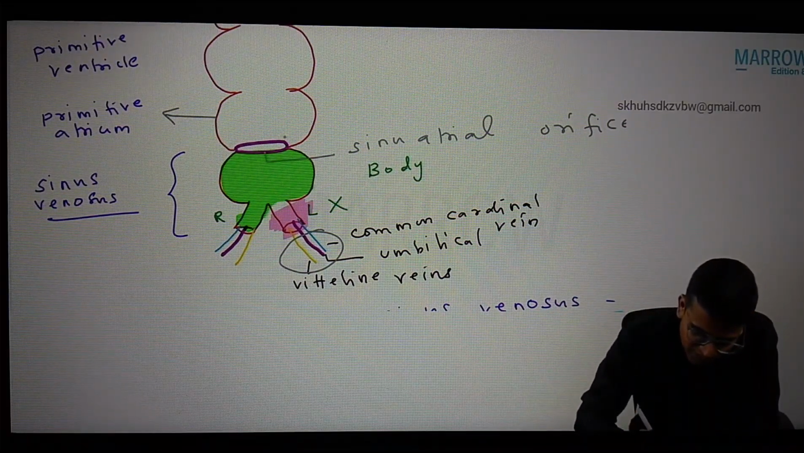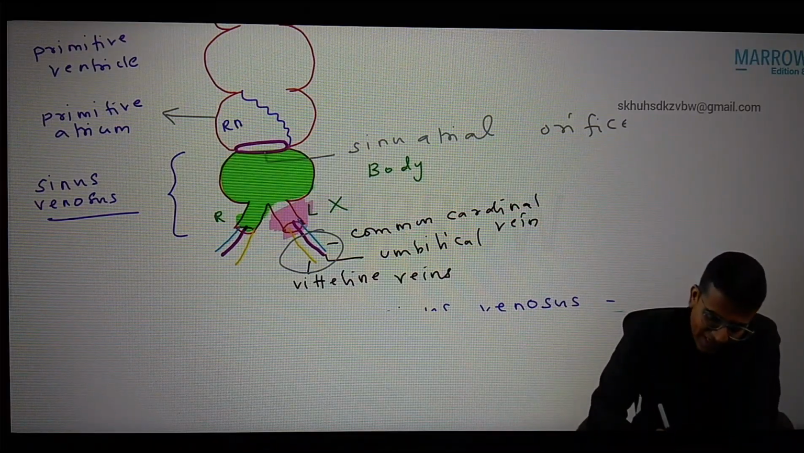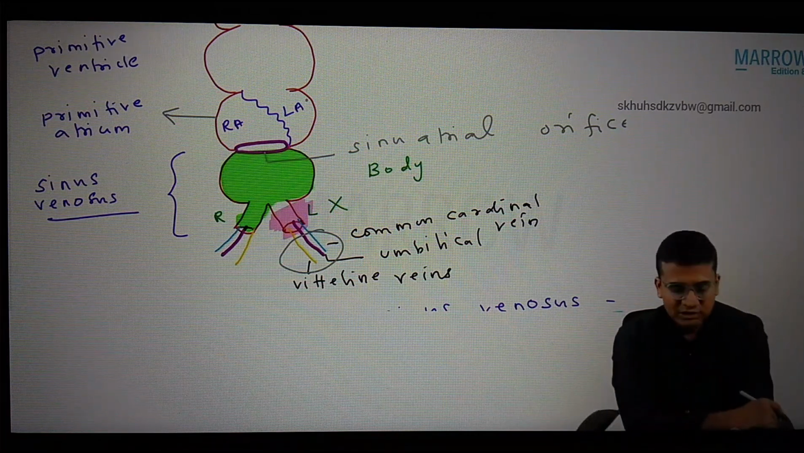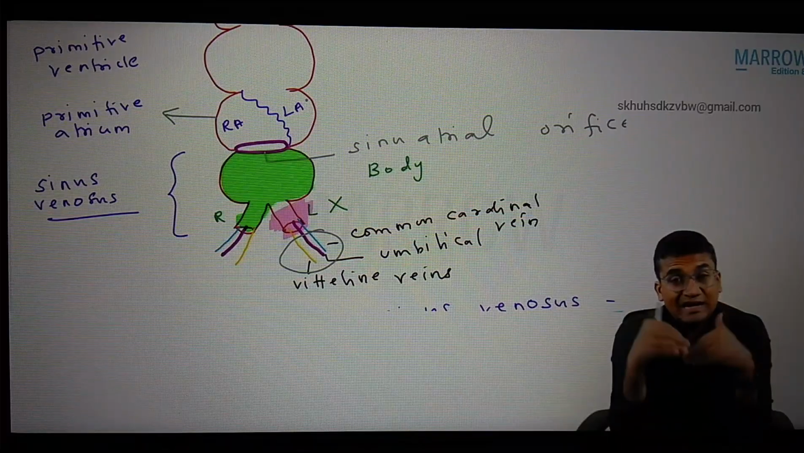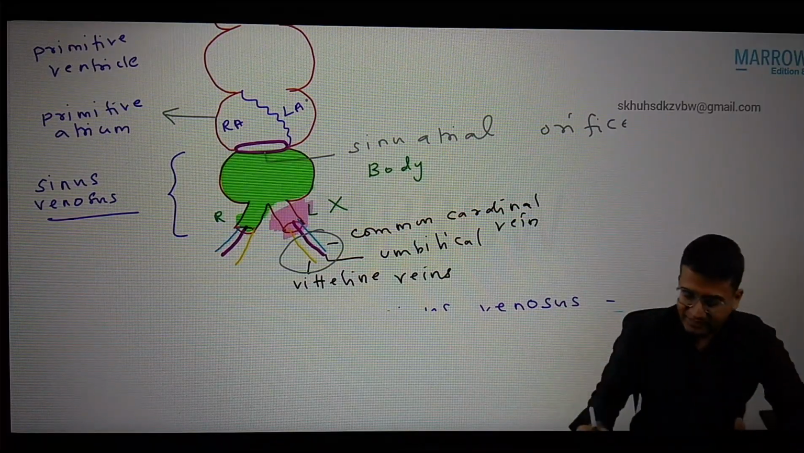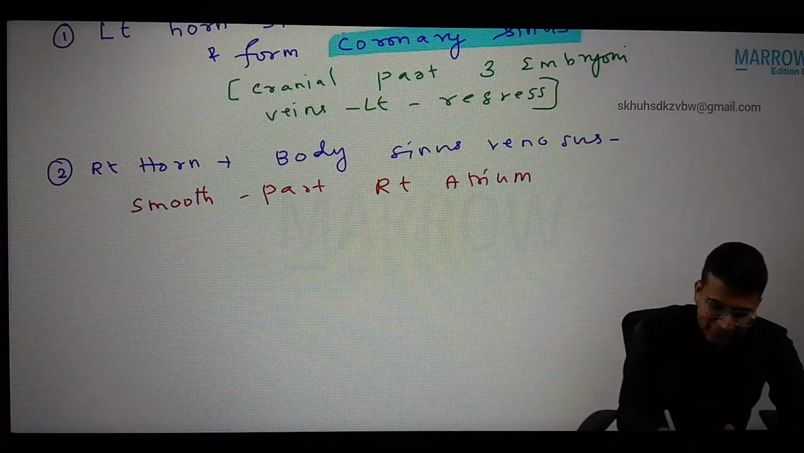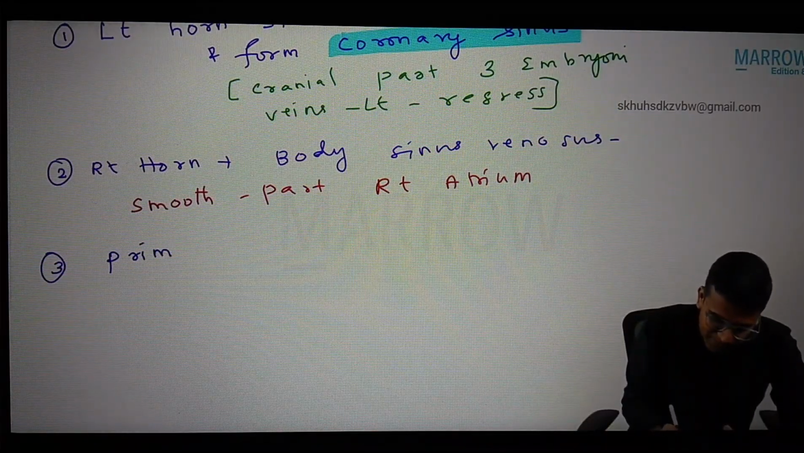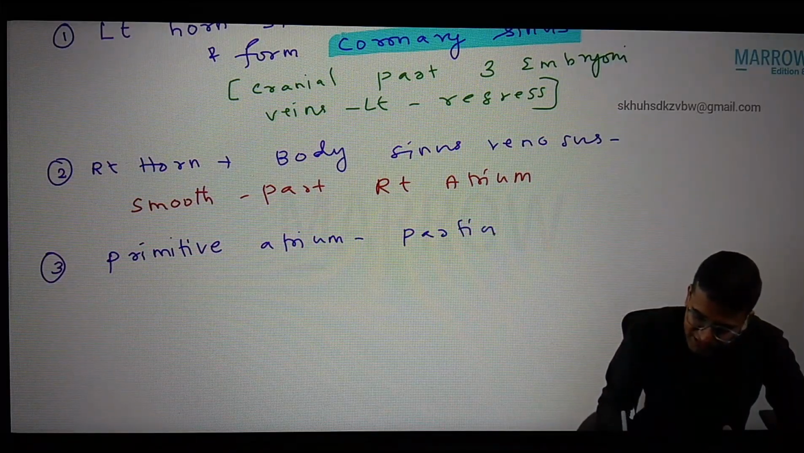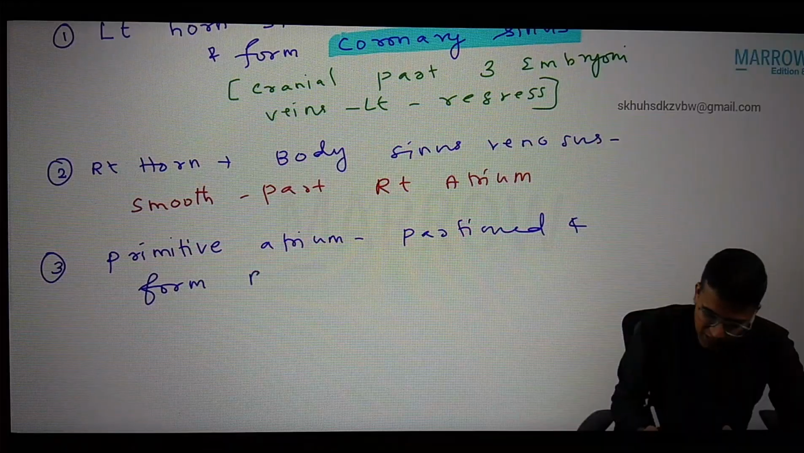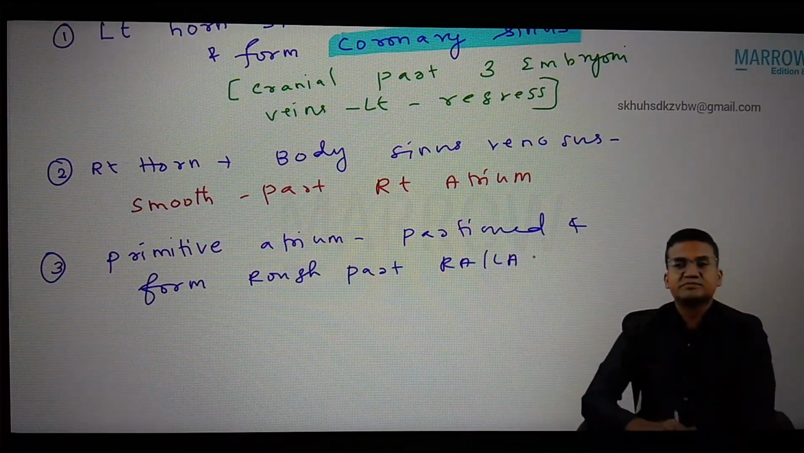atrium, one septum is formed, and thereby it divides the primitive atrium into the right atrium and left atrium. So in the primitive atrium, one partition is formed, and that partition divides it into the rough part of the right atrium and the left atrium. Okay. So please write the third derivative: the primitive atrium is partitioned and forms the rough part of the right atrium and the left atrium.